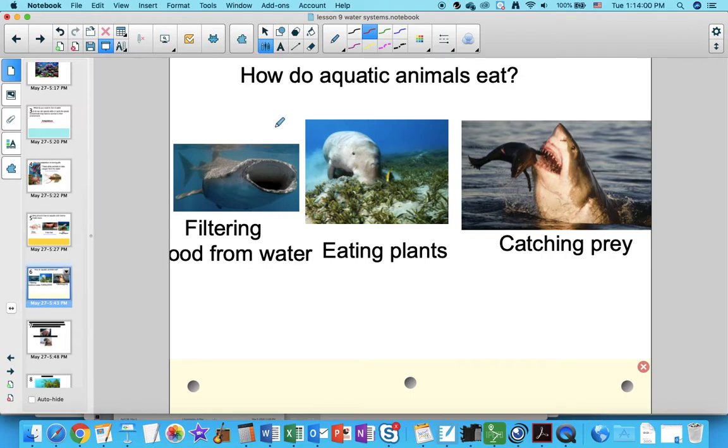So how do aquatic animals eat? Well, these are also adaptations to allow them to survive in their environment, right? Whale sharks and other types of whales will filter food from the water. They'll just open their mouth and whatever is food will go into their stomach and the leftover water will just be pushed out through their gills, right? They can eat plants like these dugongs do, and they could just be herbivores. Or they could be carnivores like we see on land, like great white sharks and the seal.